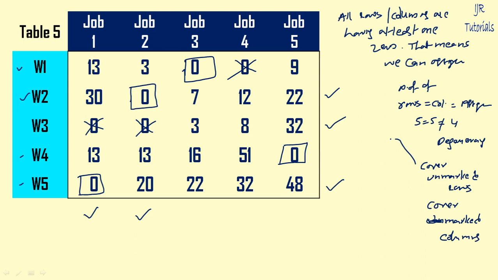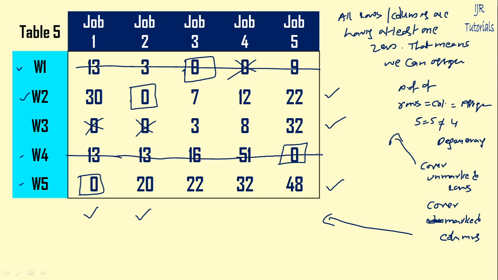So we can now cover unmarked rows and cover marked columns. What are the unmarked rows? The first row, so we can strike off this one like this, and W4 also. And cover marked columns. There are two marked columns, and we have to cover them like this. So now we have 9 open values: 7, 12, 22, 3, 8, 32, 22, 32, 48.